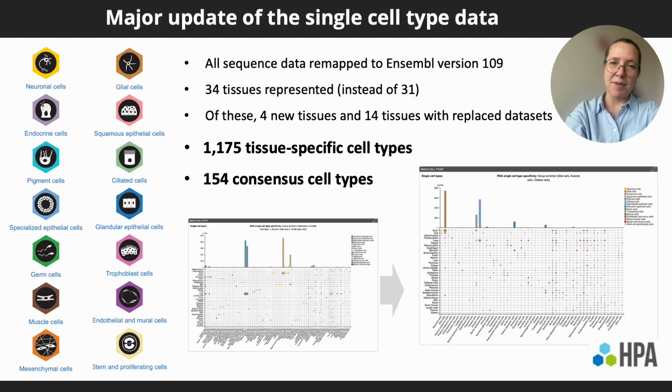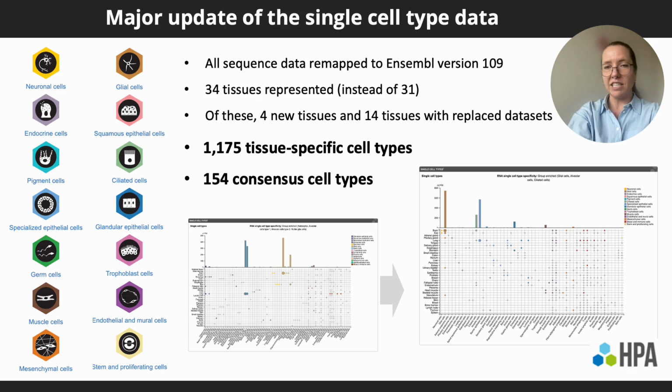Thank you, Fredrik. My name is Evelina Sjöstedt, and I will tell you about some of the major updates and changes included in version 25 for the single-cell resource. First of all, the sequence data has been remapped to match the Ensembl version 109, which is the one used for the tissue RNA data. And also now 34 tissues are represented. And out of those 34, 4 are completely new and 14 of the old data sets have been changed.